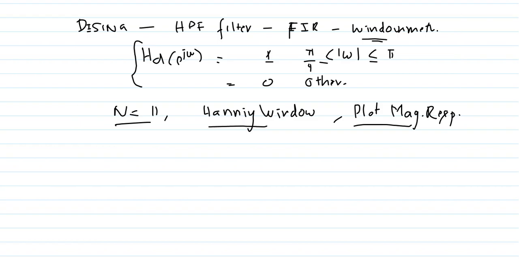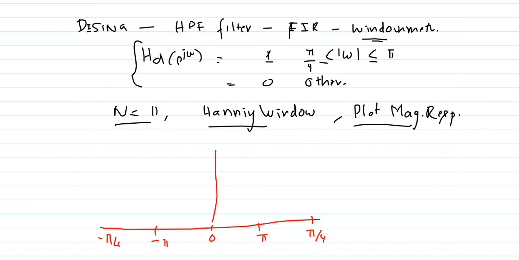Okay, so the response actually looks like this. Minus pi by 4 to minus pi, 0, pi, and pi by 4. So it's a high pass filter which says that from pi by 4 to pi it is 1. For the rest of the region it is 0. This is my HD of e power j omega.